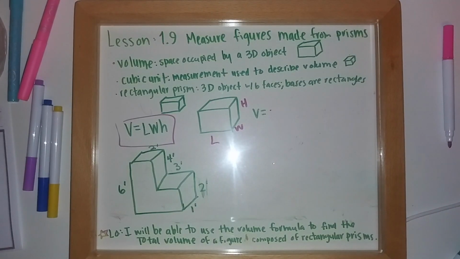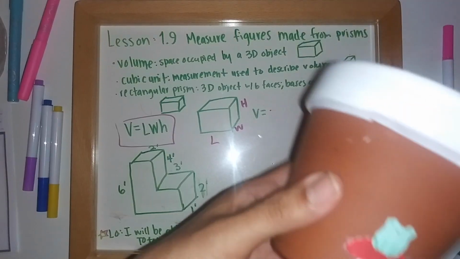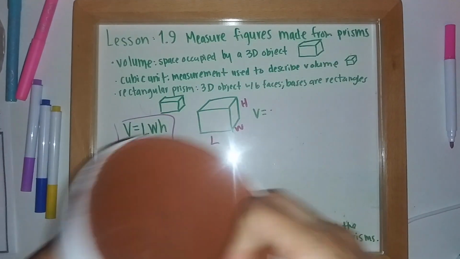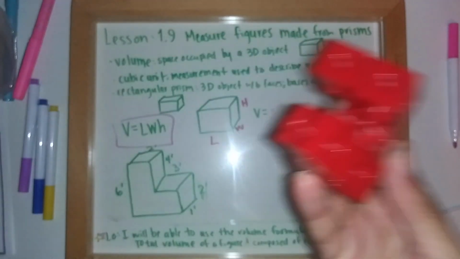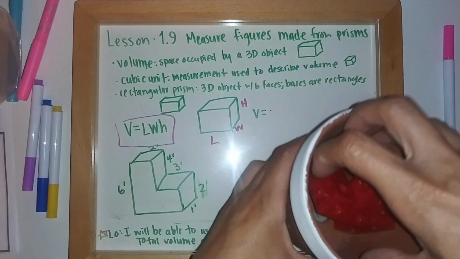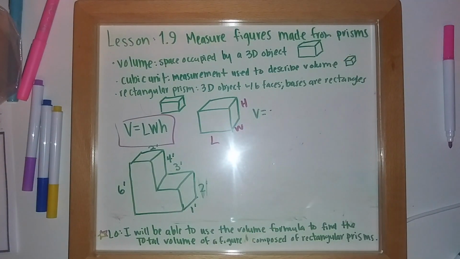So let's go over vocabulary really quick. Volume is the space occupied by a 3D object. So the question is, how many cubic units fit into this? That's space taken by a 3D object. That's volume. And cubic units are the measurements that we use to describe volume.